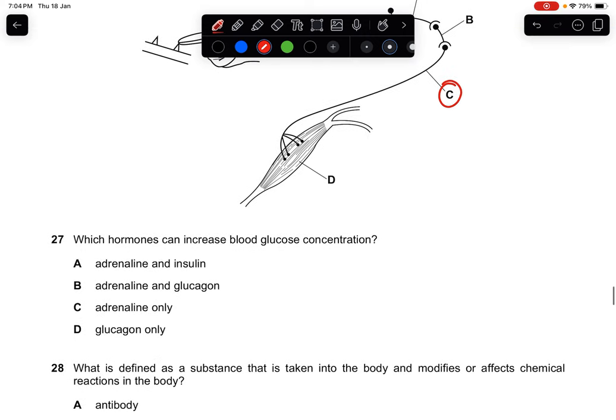Okay, which hormones can increase blood glucose concentration? Blood glucose concentration will increase when adrenaline and glucagon are given. When you have a high amount of adrenaline, the glucose concentration increases because you are inhaling faster. And glucagon is of course converting this into glucose, all right?